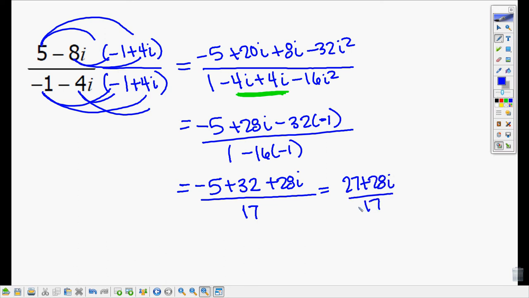And again, remember, we're trying to achieve that a plus bi form. So I have 27 over 17 plus 28 over 17i. And that is our final answer.